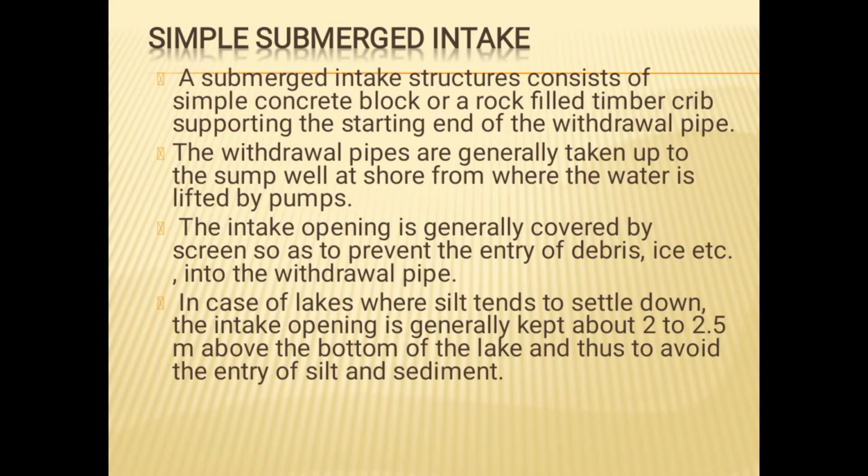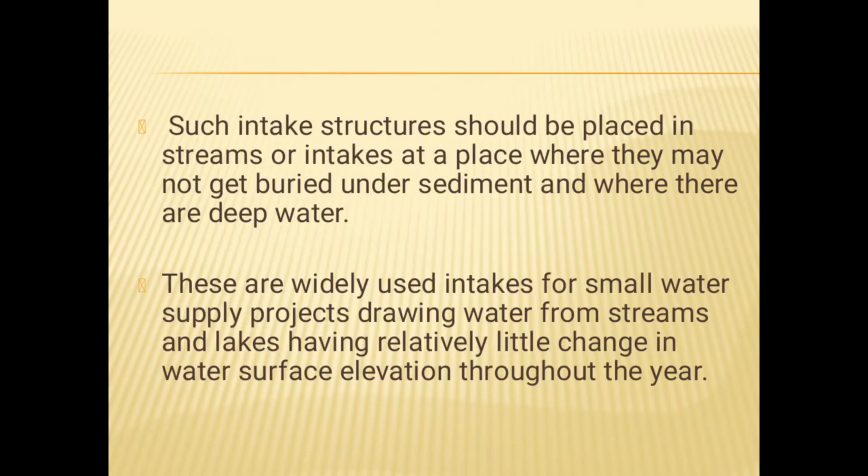Simple submerged intake. A submerged intake structure consists of a simple concrete block or a rock-filled timber crib supporting the starting end of the withdrawal pipe. The withdrawal pipes are generally taken up to the sump at the shore, from where the water is lifted by pumps. The intake opening is generally covered by screens so as to prevent the entry of debris and other particles. In case of lakes where silt tends to settle down, the intake opening is generally kept about 2 to 2.5 meters above the bottom of the lake, to avoid the entry of silt and sediment.